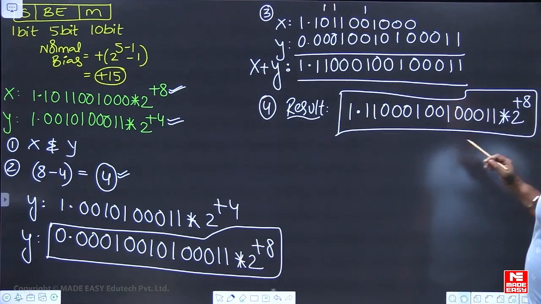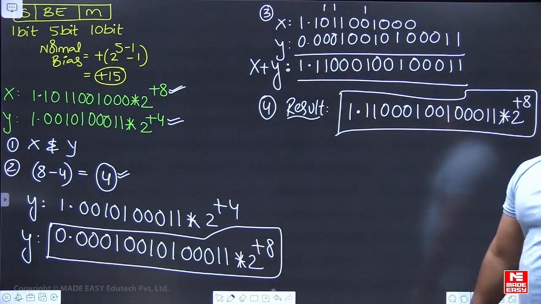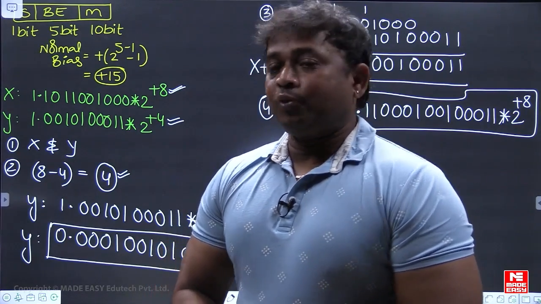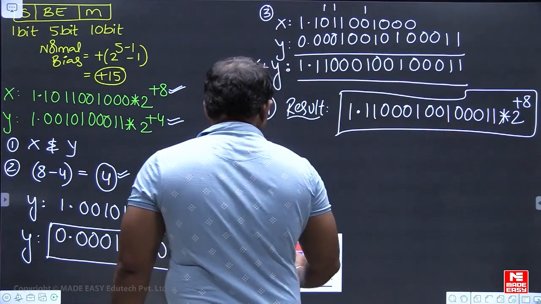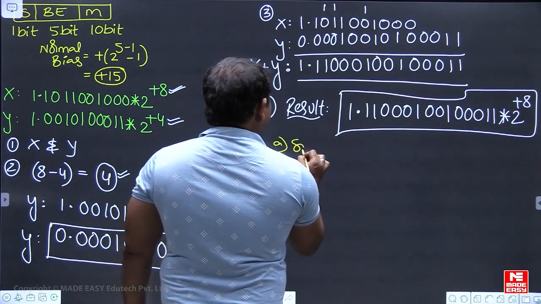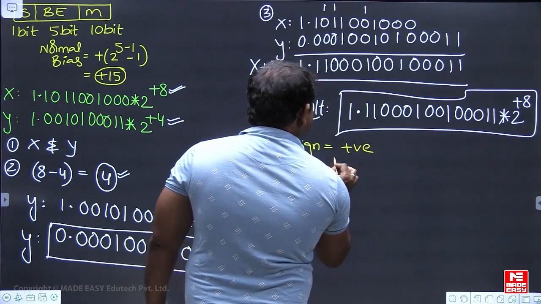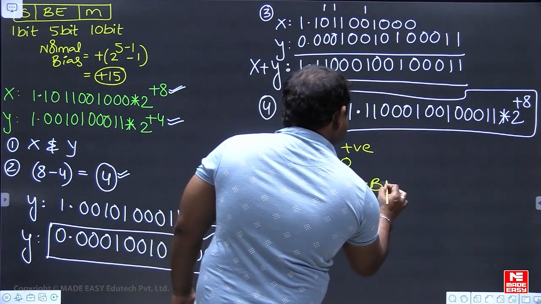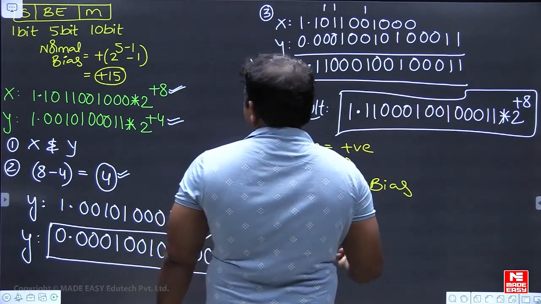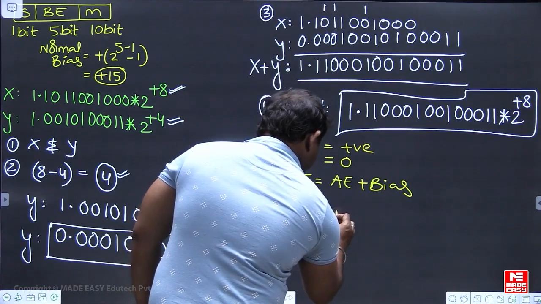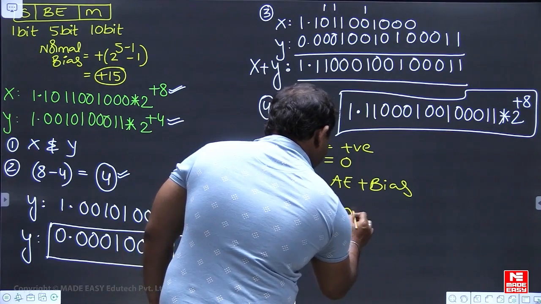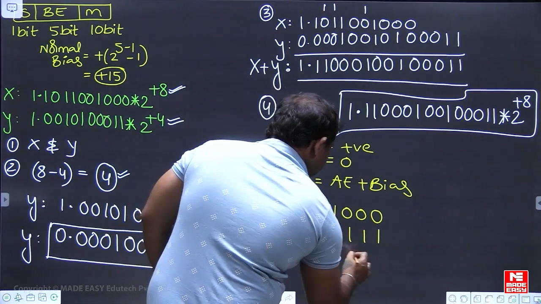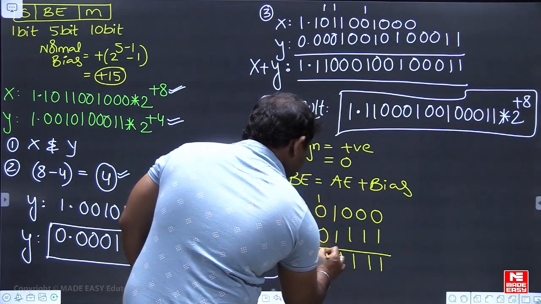So this result is already present in the normalized format. When the data is in the normalized format, we can directly store it in memory using the floating point format. Now storage. Here the sign is positive. When the sign is positive, the binary code is 0. Second, BE is equal to AE plus bias. The actual exponent is 8, which in the 5-bit code is 01000. Then bias is 0 1111, which is 15. Now adding gives 1 0 1 1 1. This is the BE.